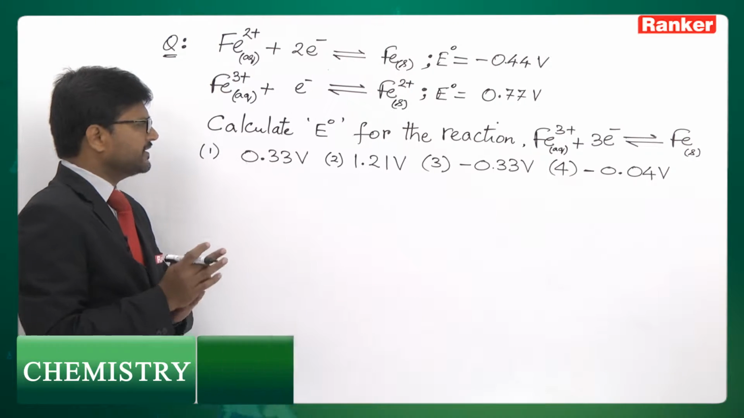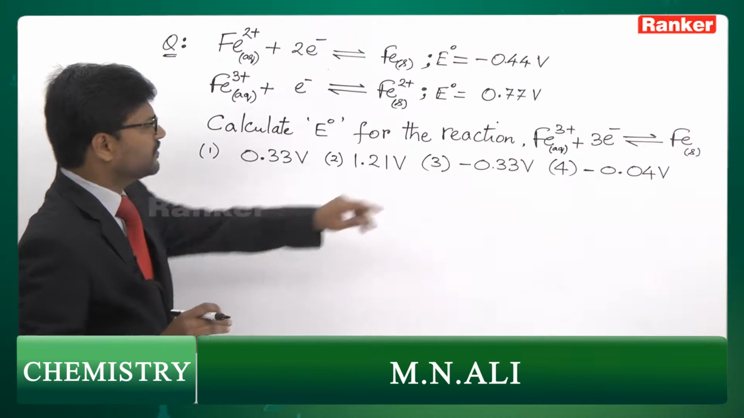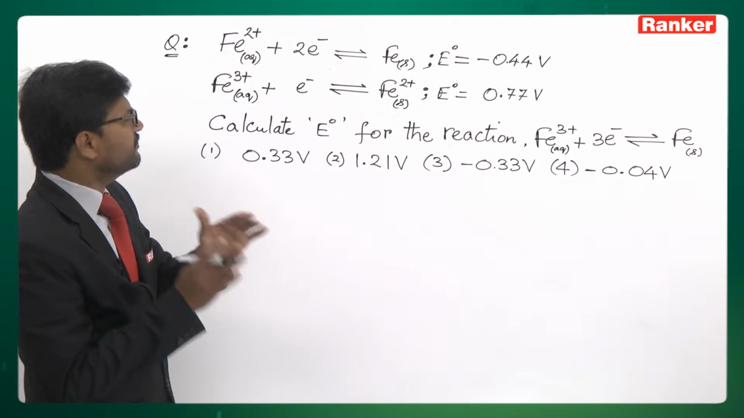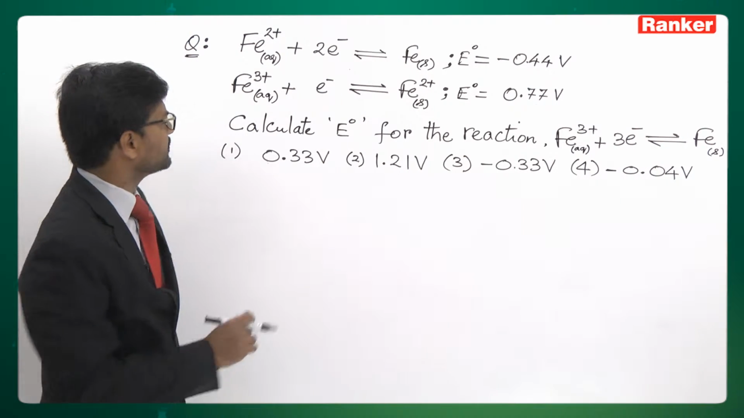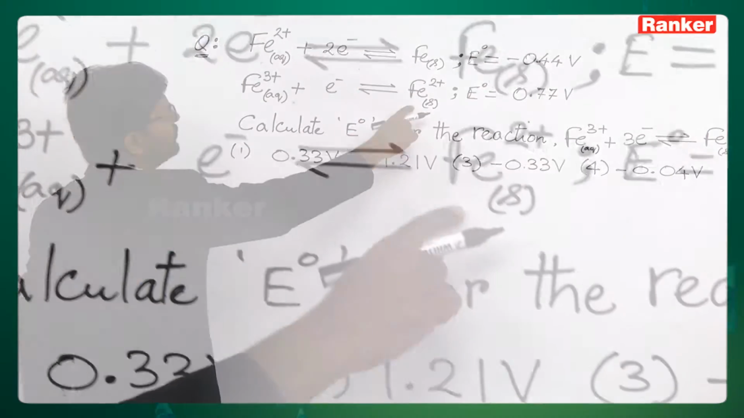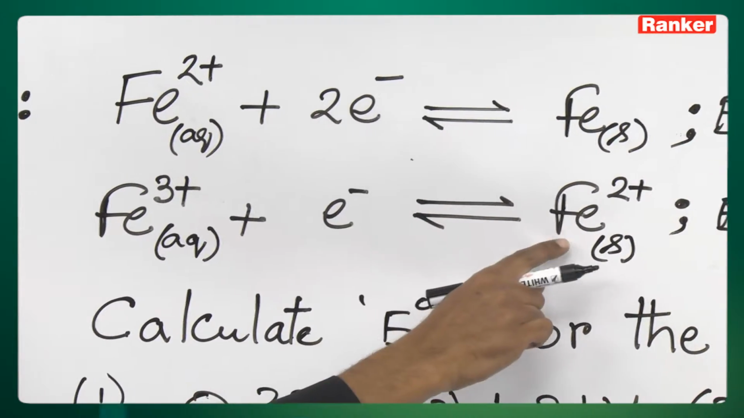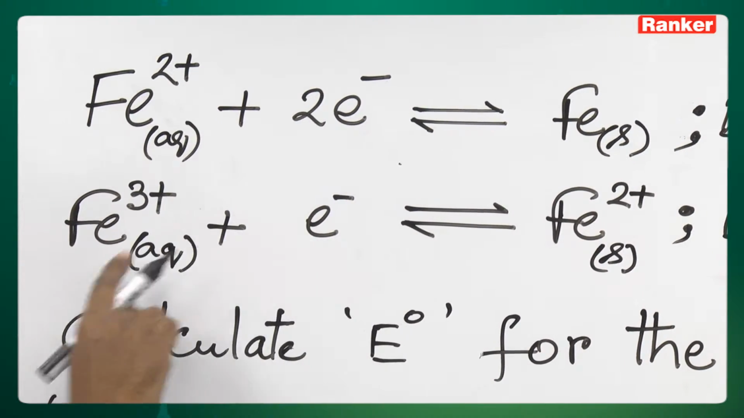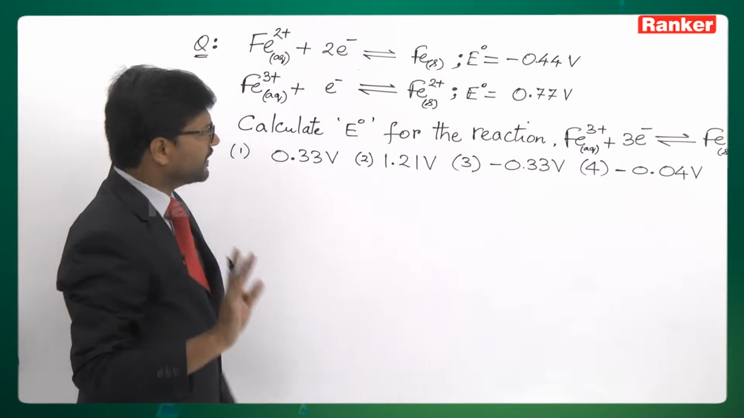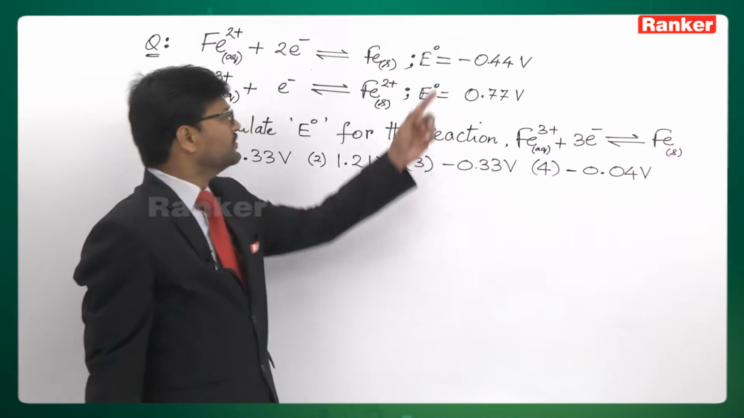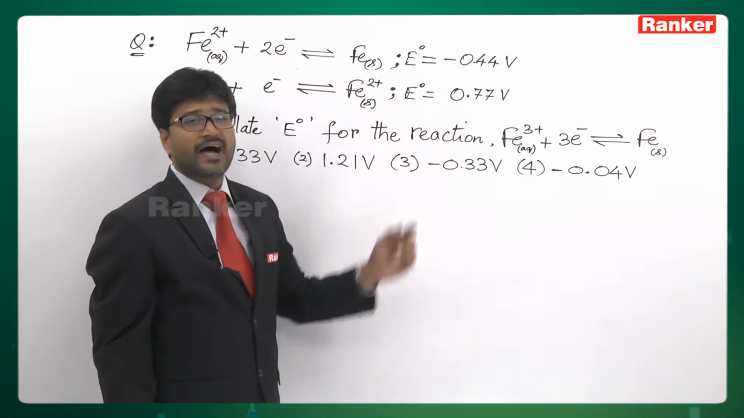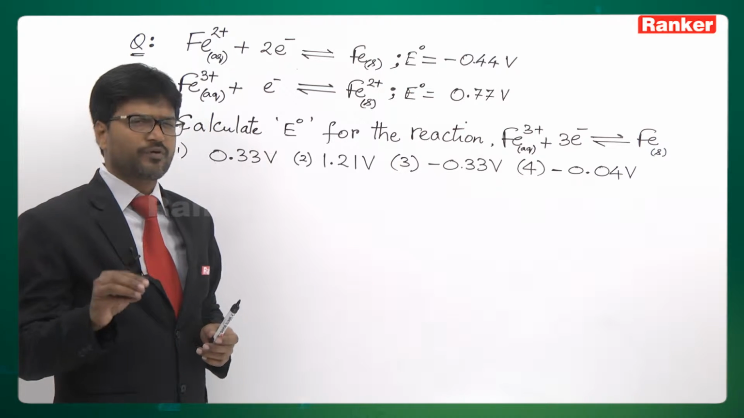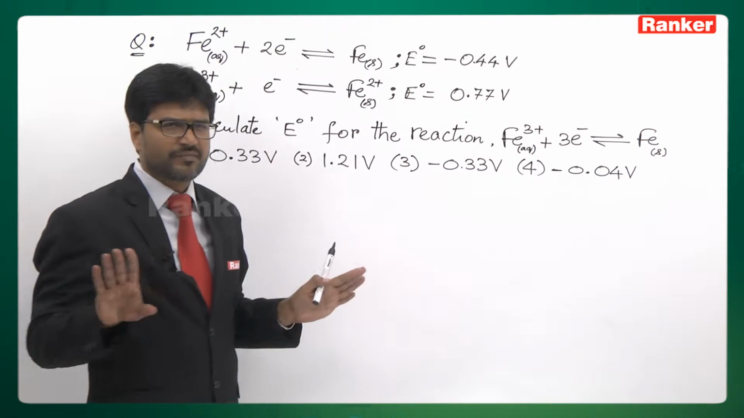So here, to obtain this equation from these two equations, we need to simply add them. If you add these two equations, ferrous gets cancelled out. The overall number of electrons will be 3. So ferric plus 3 electrons gives Fe. But the problem is, you cannot add these two values, as E naught or E is an intensive property. So intensive properties cannot be added.